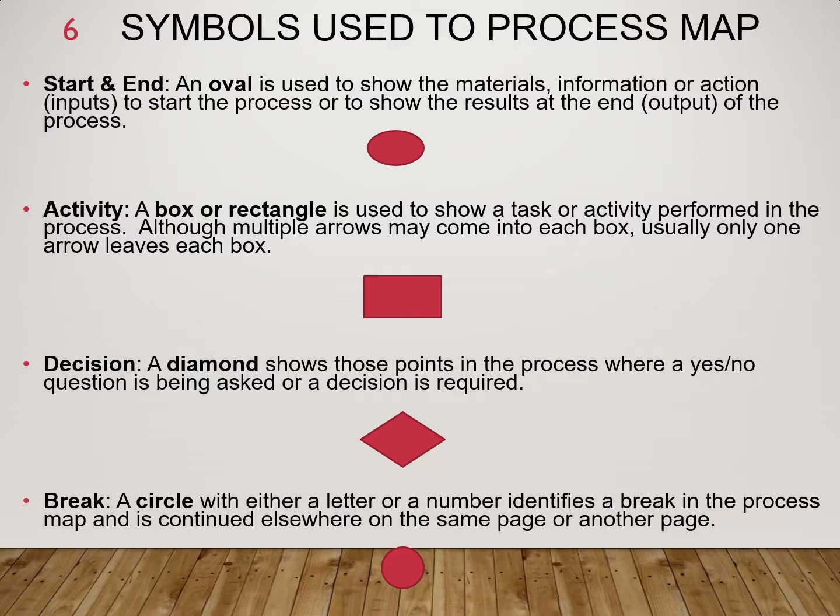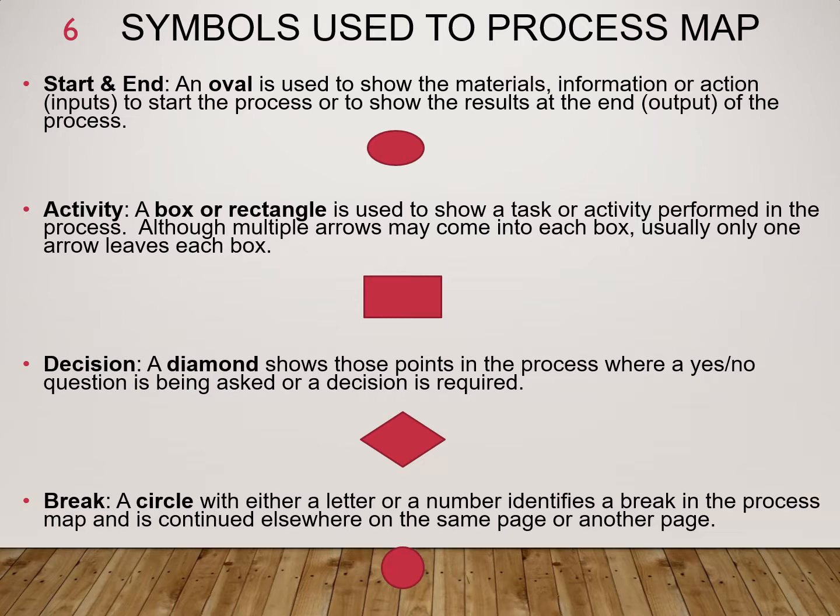Symbols used to process map. There are many symbols that are used to prepare a process map. The four most important ones are given here. At the start and end of the process map, an oval is used to show the materials, information, or action, that is the inputs, to start the process, or to show the results at the end, that is output of the process. A box or rectangle is used to show an activity or task performed in the process.